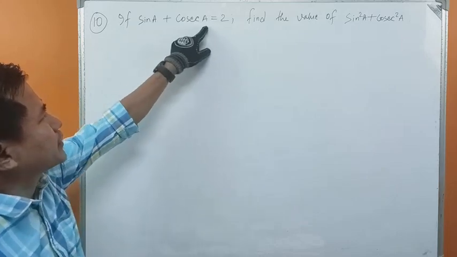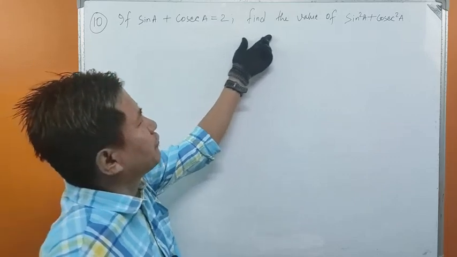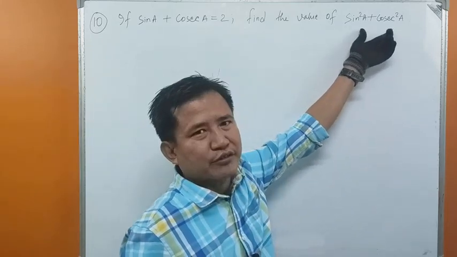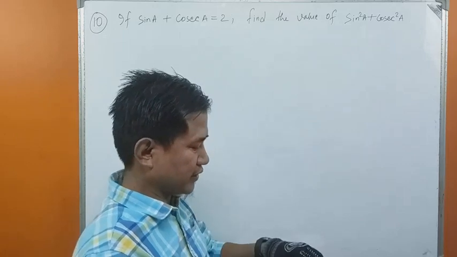If sin a plus cosec a equals 2, this is the given condition, find the value of sin square a plus cosec square a. So we are asked to find the value of sin square a plus cosec square a, isn't it?